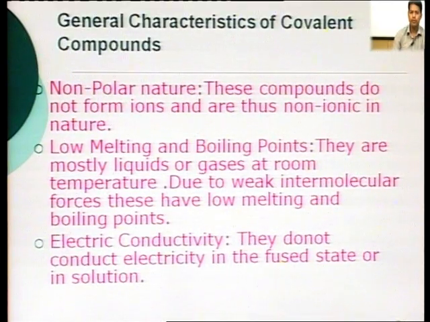General characteristics of covalent compounds. Covalent compounds are non-polar in nature. These compounds don't form ions and are thus non-ionic in nature. Low melting and boiling points: covalent compounds are mostly liquids or gases at room temperature. Due to weak intermolecular forces, that is the force between two molecules, these have low melting and boiling points.